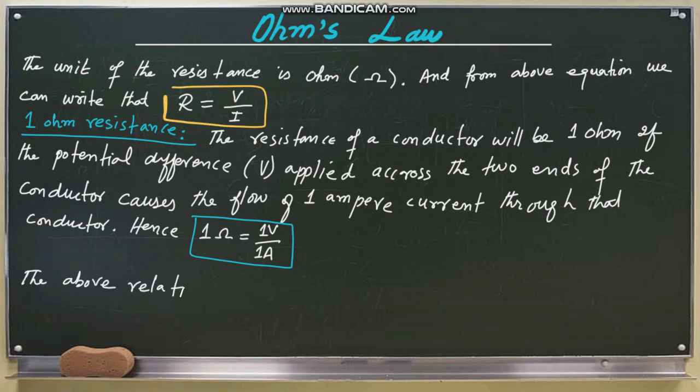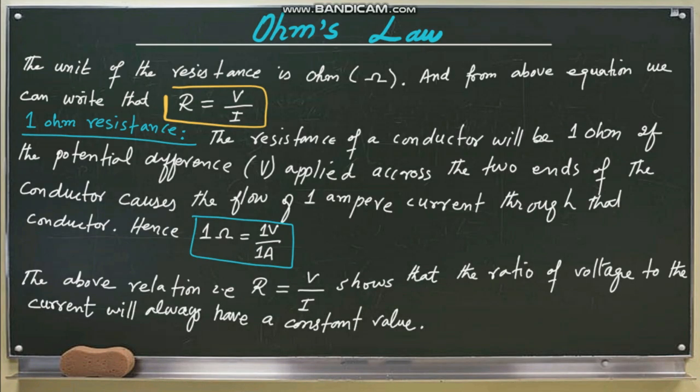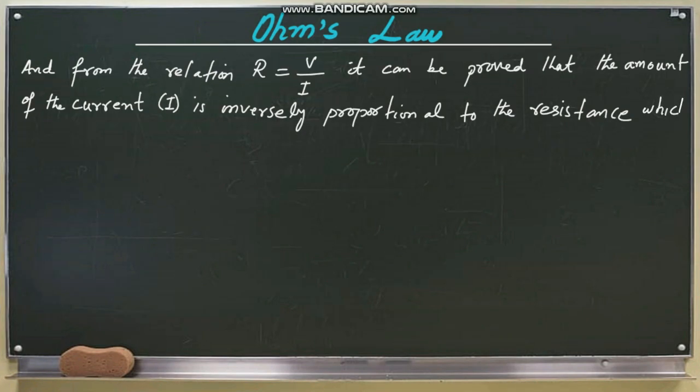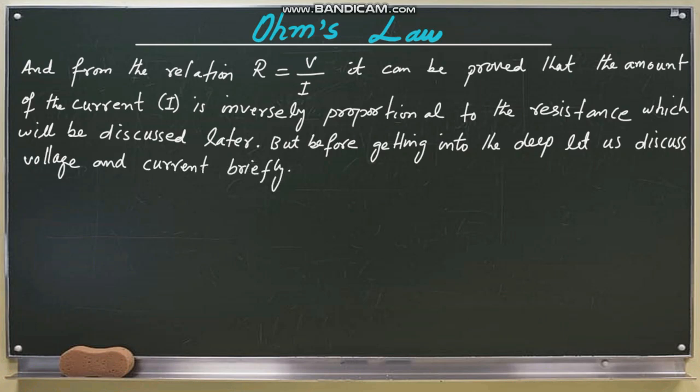The above relation, that is, the potential difference divided by current, shows that the ratio of the potential difference to the current will always give us a constant value. And this relation also tells us that the current I is inversely proportional to the resistance R, which will be demonstrated later. But before getting into the deep, let us discuss voltage and current briefly.